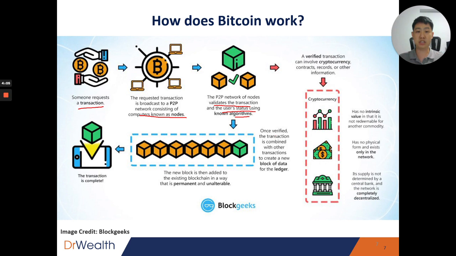Once this transaction is verified, it will be combined with other transactions to create a new block of data for the ledger itself. This is added on to a continuously growing list of ledger in such a way that it's always appending to the ledger itself. This addition is permanent and unalterable. We'll talk more about this as we talk about the fundamentals of Bitcoin. As you can see, the transfer between Alice and Bob does not involve any financial institution. Therefore, it is a purely peer-to-peer transaction.